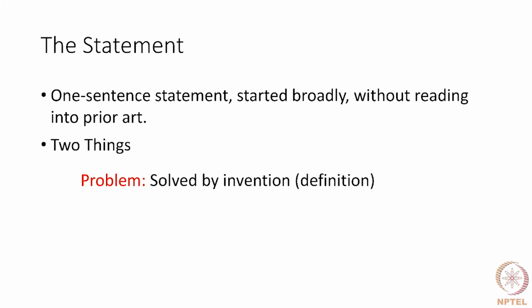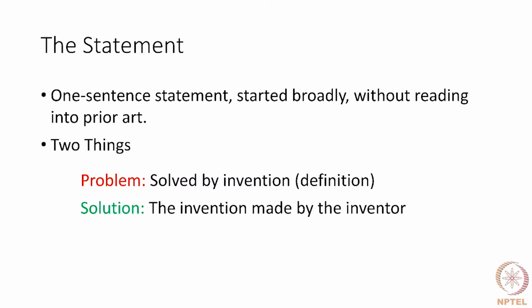One is the problem. What was the problem solved by the invention? So you define or give a definition to that problem. In the first part, you try to define the problem, and in the second, the solution, the invention that was made by the inventor. So in two parts, you try to describe the problem solved by the invention, or the problem to which the invention is the answer, and you also try to present the invention as a solution to the problem.